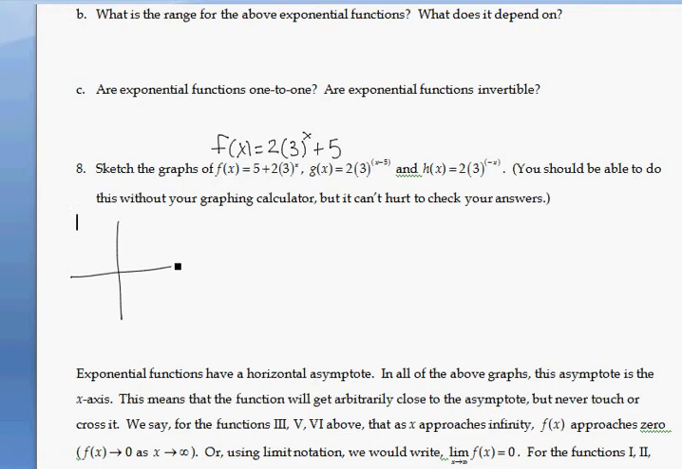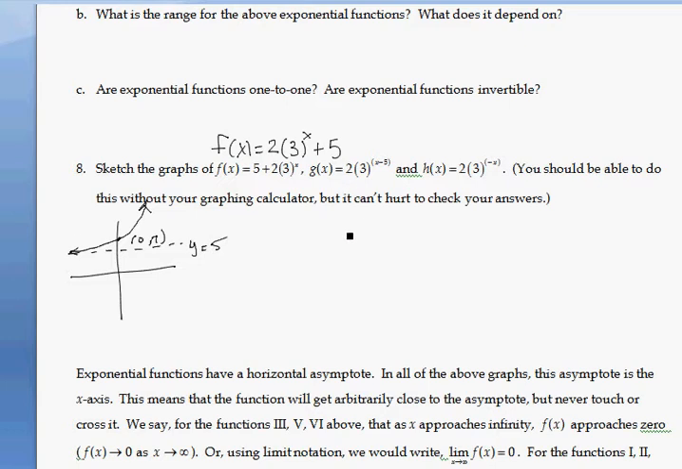So instead of having my horizontal asymptote down at the x-axis, it would be up at y equals 5. It would still have the same shape as 3 to the x, but since we've shifted it up 5, our y-intercept is also going up. So our y-intercept is not going to be at 2, but instead it's going to be up at 7. So our y-intercept would be 0, 7. I know that's not the best handwriting, and that's a sketch. That's all I would be looking for.